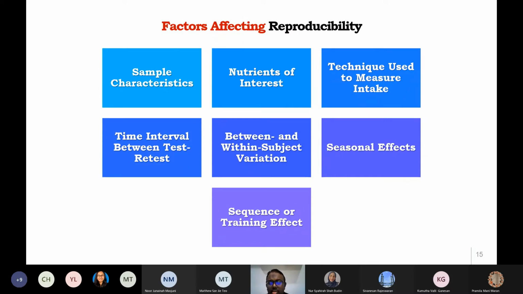Between means between subject A and subject B and subject C. Okay, that's between subject. Within subject variation means on subject A itself, day-to-day variation maybe. Okay, so that is within subject variation. And then you have seasonal effects, and finally is the sequence or training effect when you do a reproducibility test.